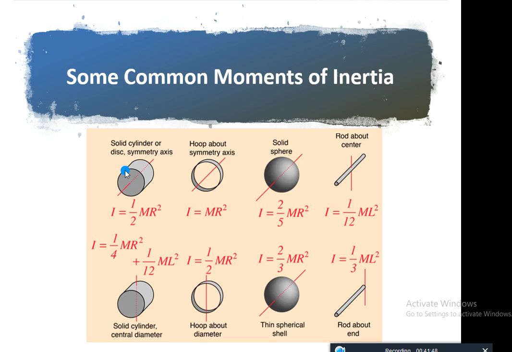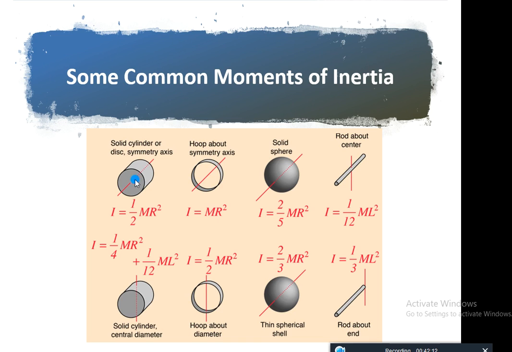So let's go. Here we can see inertia for the solid cylinder or disk about the symmetry axis. For a solid cylinder we have I equal to mr square divided by 2. And if it is not a solid cylinder but a hoop about the symmetry axis, then I is equal to mr square.